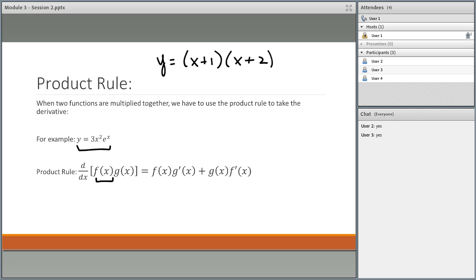So we have two functions, f of x and g of x. That's just saying our two functions multiplied together. So the product rule says we have the first function times the derivative of the second, so f of x times g prime of x, plus the second function g of x times the derivative of the first function. So I have first times the derivative of the second plus the second times the derivative of the first. So that's how I do the product rule, and that's used when I take the derivative of two distinct functions multiplied together. So let's do a couple examples.